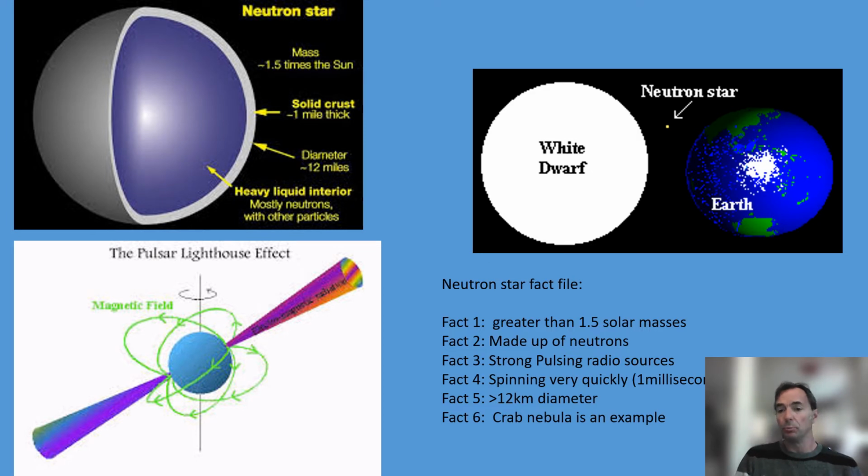Right, so what's a neutron star? So neutron stars, again, are produced at the centre of type 1A and type 2 supernovae. Type 1A, of course, is neutron stars produced from a white dwarf, whereas type 2 supernova is just a single star. They're greater than 1.5 solar masses. They're made of neutrons. Strong pulsing radio sources as well. So the pulsar lighthouse effect.